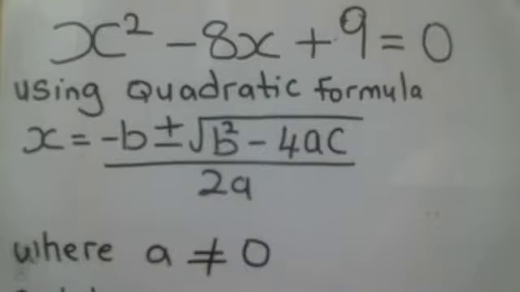X is equal to minus b plus minus square root of b squared minus 4ac all divided by 2a, where a is not equal to 0. If a is equal to 0, this formula will not solve the equation for us. Good. And a, b, c are coefficients in the equation.